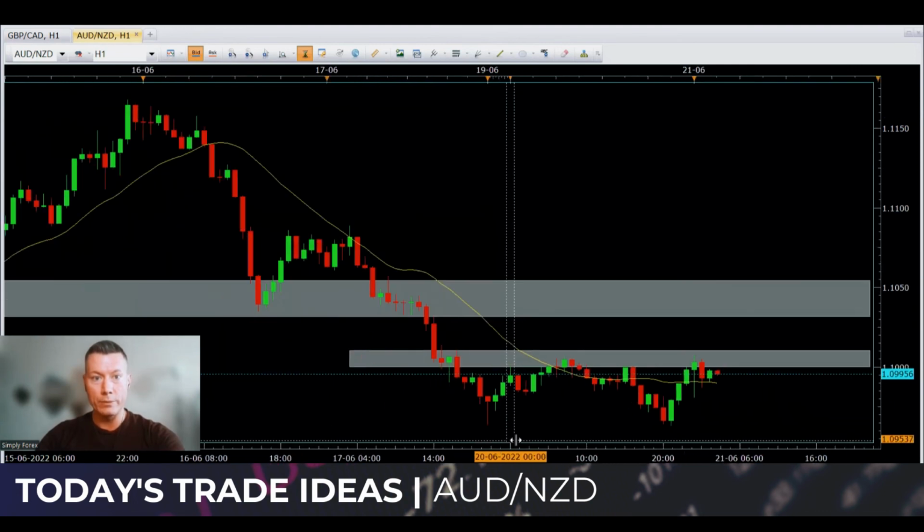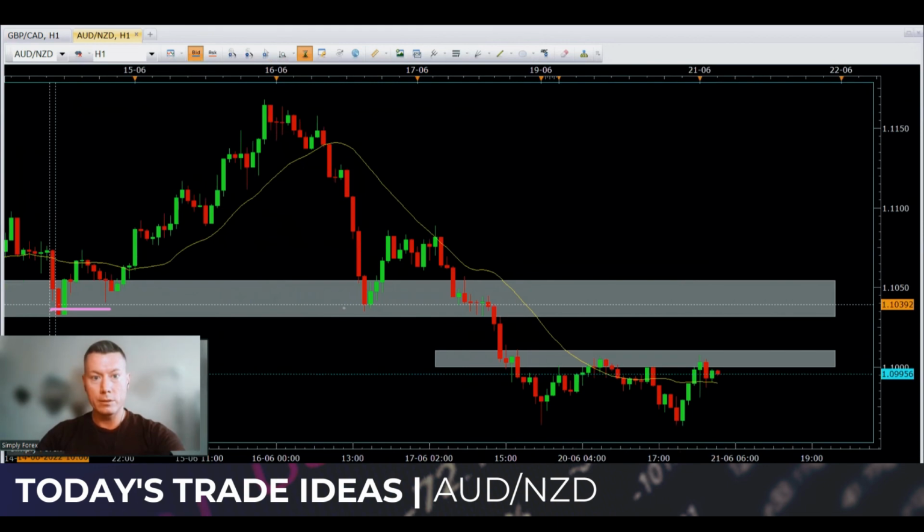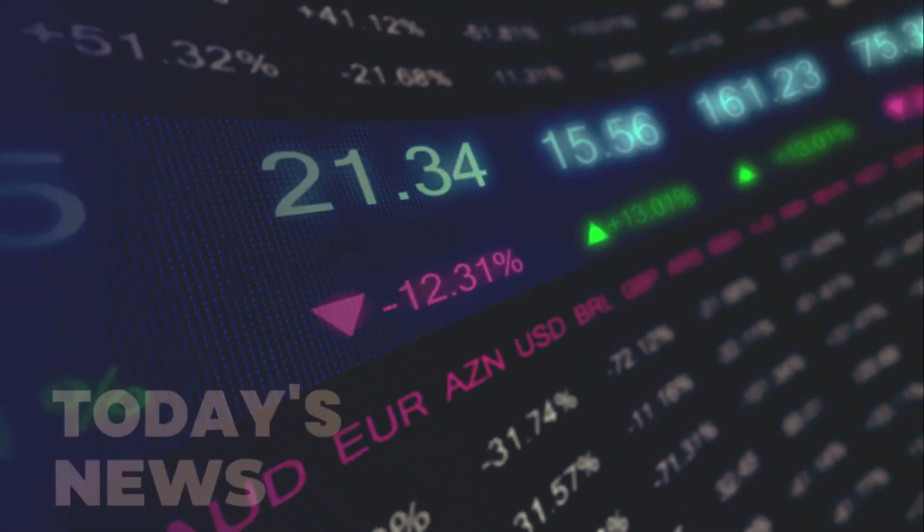Again, let me zoom out. That corresponds with these last lows here. So price could retrace up into this grey zone. Again, we want to see a bearish candlestick pattern. We enter, we take price back down to the last H1 low, close 80%, and then leave 20% to run, guys. So, Aussie dollar, New Zealand dollar short. They're the two trade ideas for today, guys. Let's take a look at the news now.